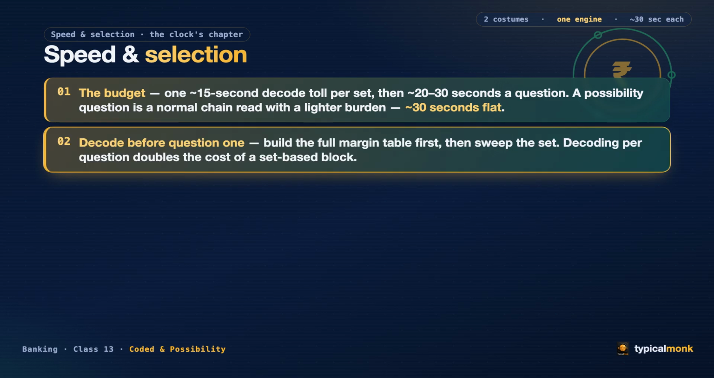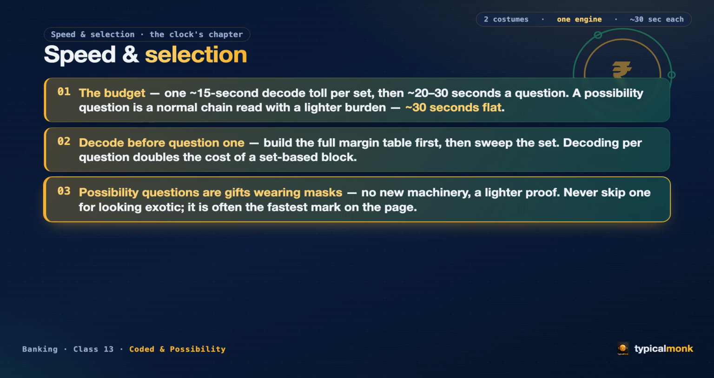Second, decode before question 1. Build the full margin table first, then sweep the set. Decoding separately for every question doubles the cost of a set-based block. Third, possibility questions are gifts wearing masks. No new machinery, a lighter proof. Never skip one for looking exotic. It is often the fastest mark on the page.